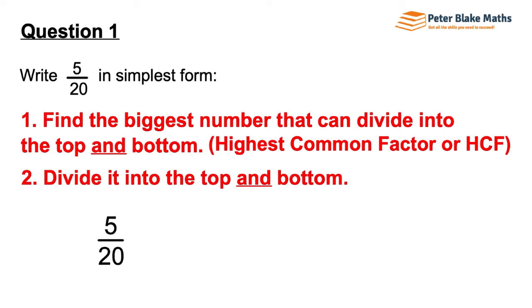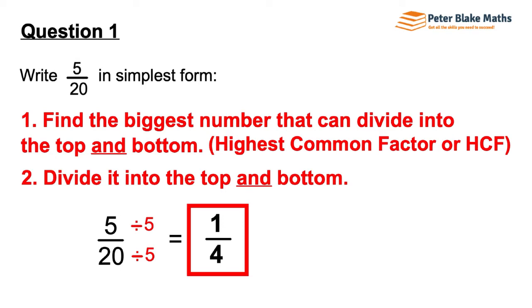So 5/20, can we find the biggest number that can go into 5 and 20? That number would be 5, so we're going to divide the top by 5 and the bottom by 5. 5 divided by 5 on the top makes 1, and 20 divided by 5 on the bottom gives us 4. Final answer, 1/4.